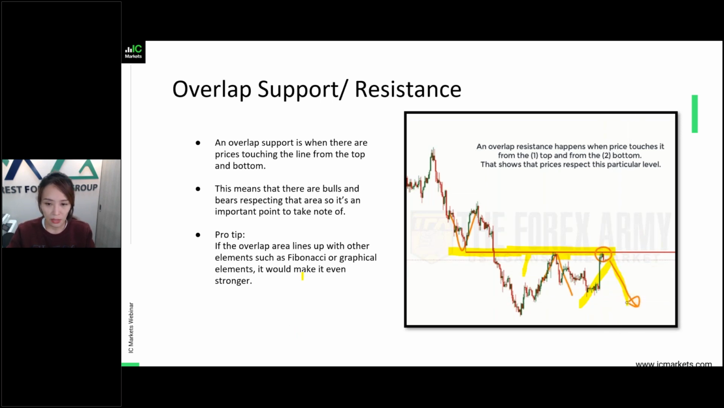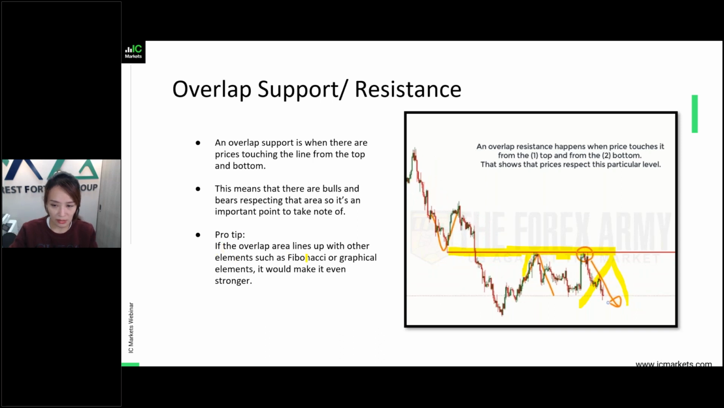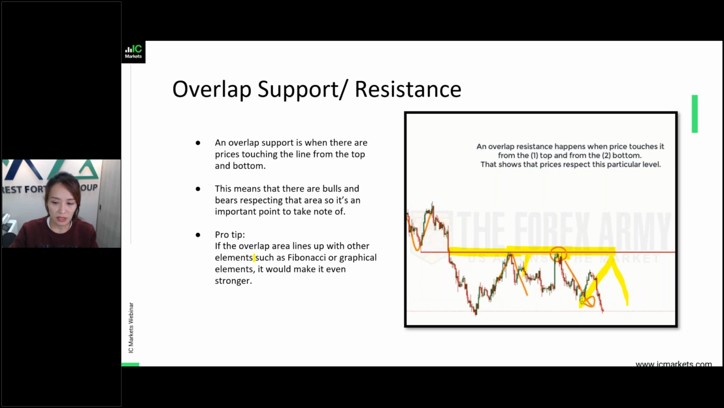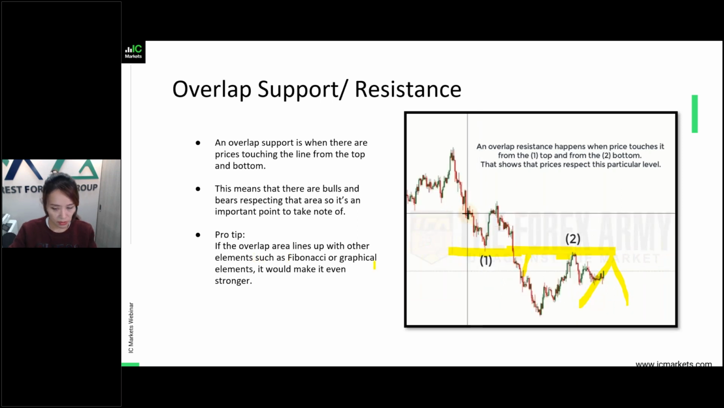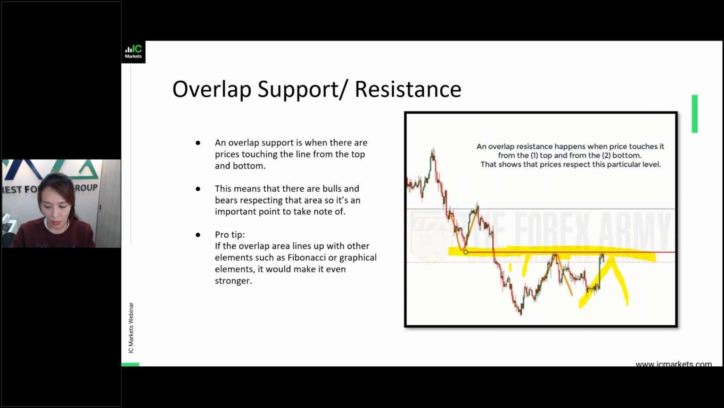Okay, there's a tip that you may keep in mind: if the overlap area lines up with other elements, such as Fibonacci or EMA, it shows you that this is a strong resistance area, or you can call it a key resistance as well.